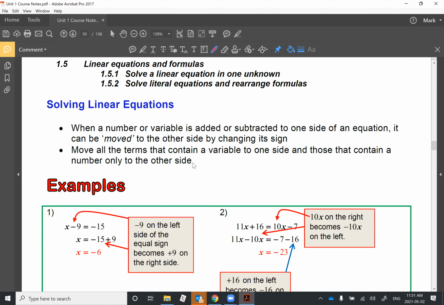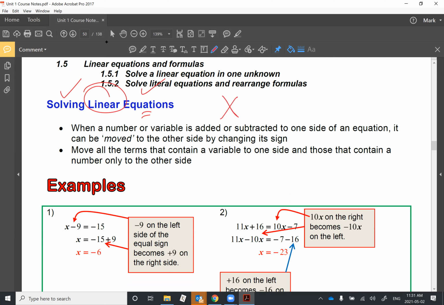Now, first of all, solving, it speaks for itself. We're going to get an answer. We're going to solve for X or solve for Y. An equation speaks for itself. We're going to be dealing with equations that have equal signs. What does linear mean? Well, linear means we're not going to look at squares or cubics. We're going to deal with variables to the power of 1.